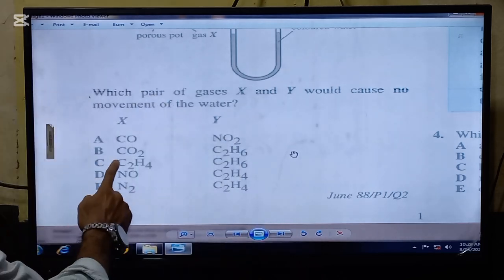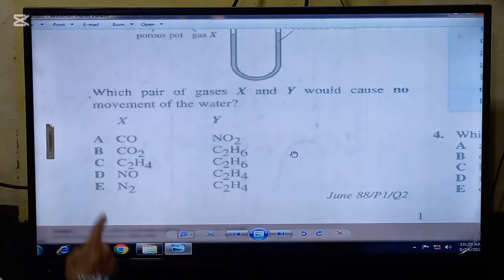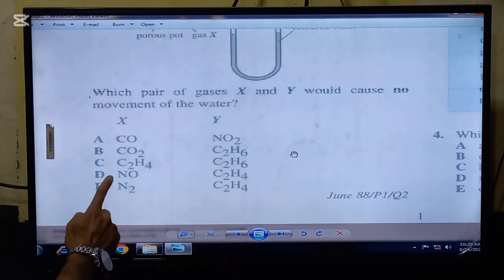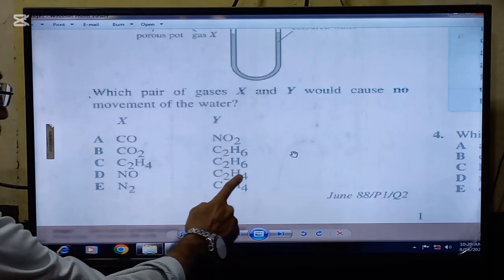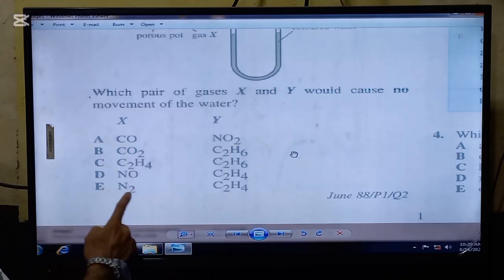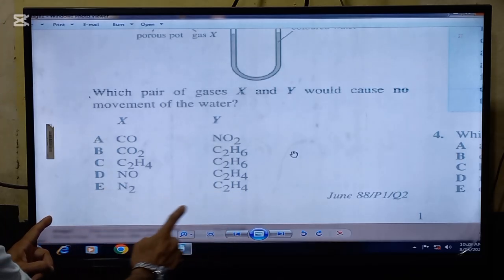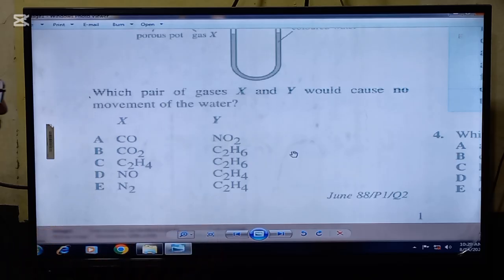A part is carbon monoxide and nitrogen dioxide. B part is CO2 and C2H6. C part is C2H4 and C2H6. D part is NO and C2H4. And E part is N2 and C2H4.